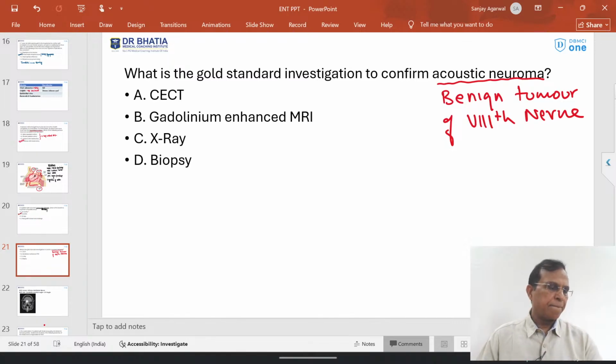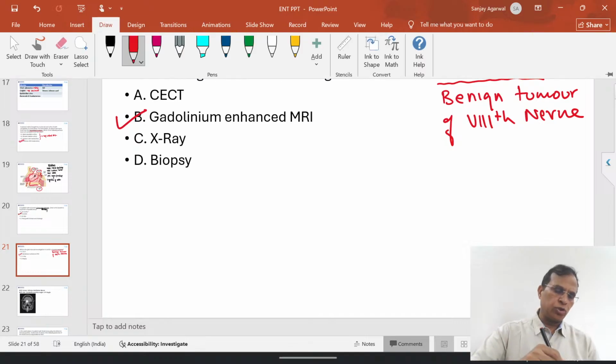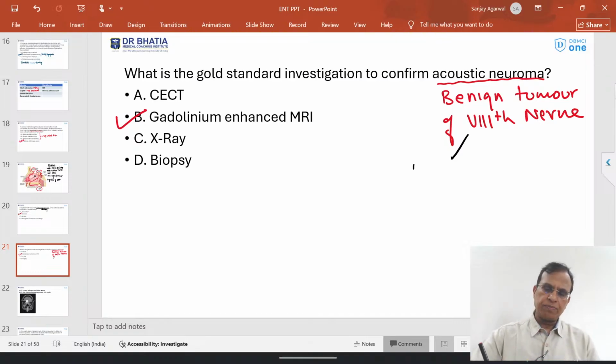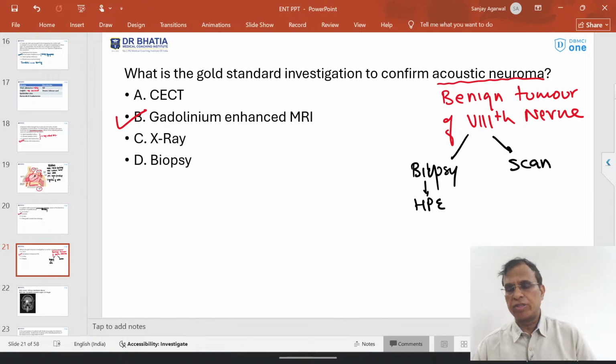So I can see Aman is saying B, Ranjan is saying B, Shuvo is saying B, Vipul is saying B, Shakshi is saying B. Everybody who has answered is B, and B is the correct answer. See, any benign tumor, you should do two things. One is a biopsy, which is done for histopathological examination, because that will confirm, and some kind of scan, either MRI or CT scan. One of the two scans is usually preferred in benign tumor.